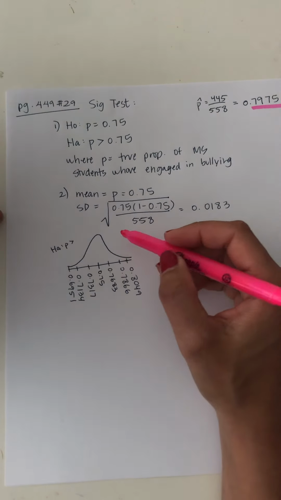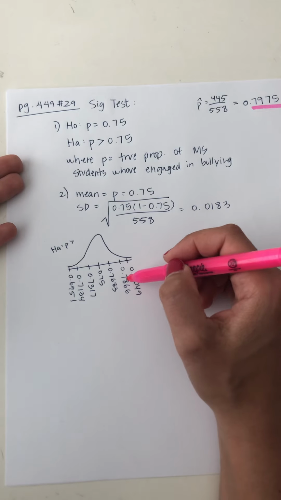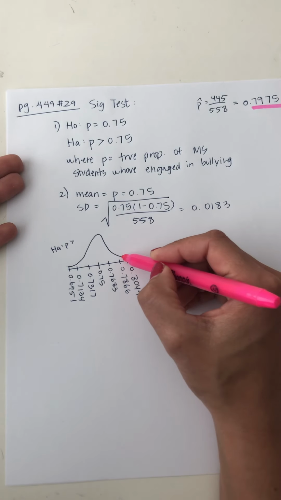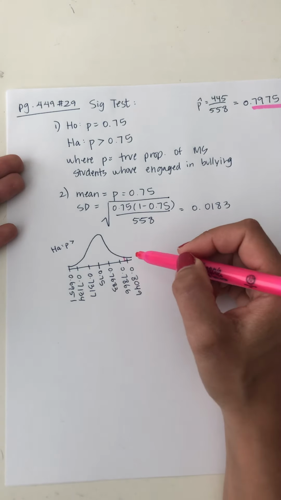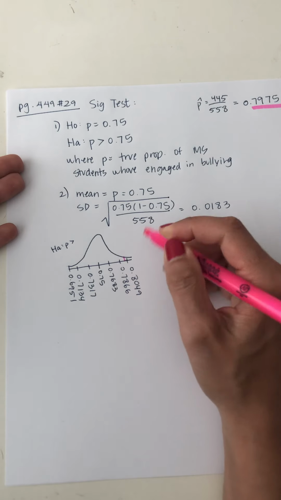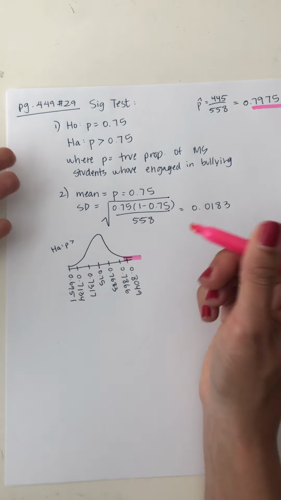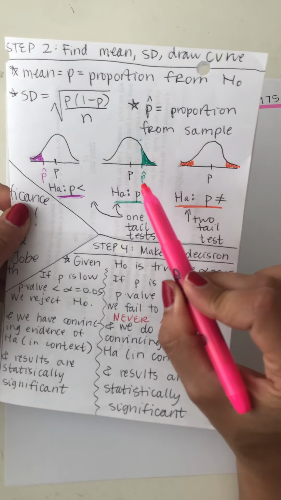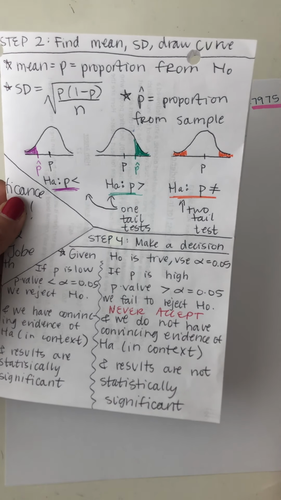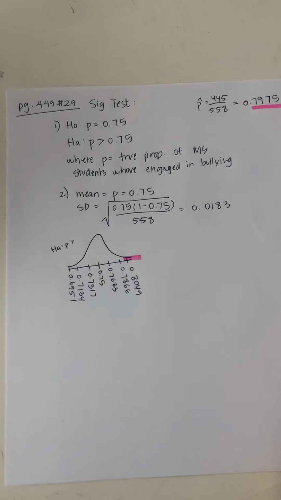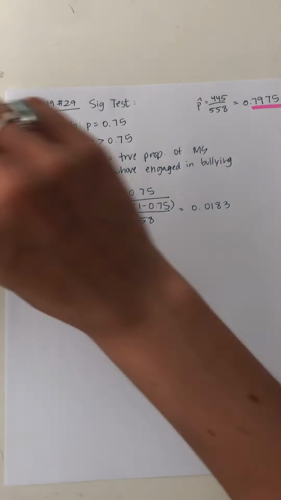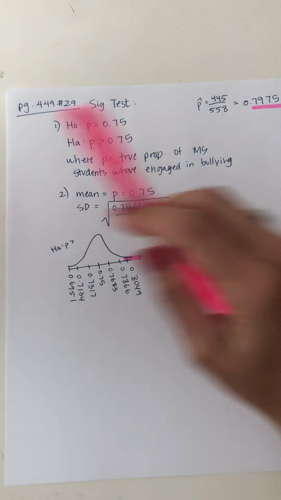So I'm going to go to my normal curve and I'm going to find 79.75. Whoa, looks like it's way over here, right? Kind of hard to see. A little less than 0.8. Then I'm going to shade to the right because that's what this says to do. Mark at P hat and then shade to the right. Okay, that's where we're at. So that was step 2.